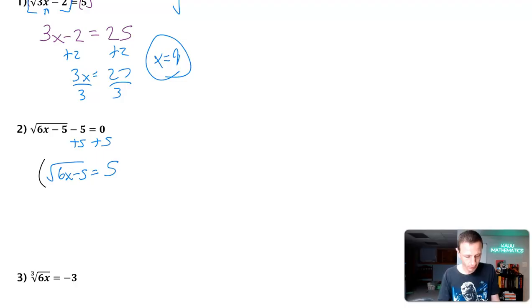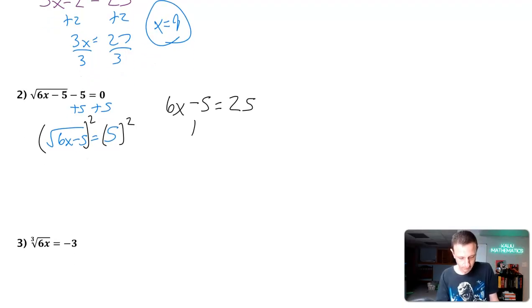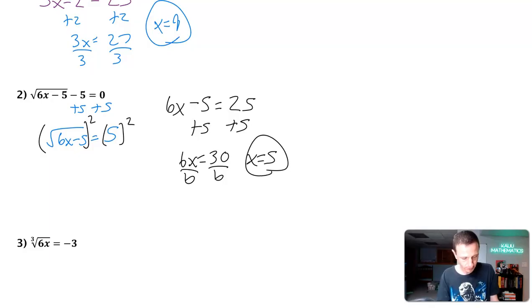So I'm going to square both sides because that radical is by itself. And that's going to give us the square root of 6x minus 5 squared is 6x minus 5, equals 5 squared, which is 25. I'm going to add 5 to both sides, and this just kind of shakes out the exact same way as the last one. Divide by 6, x equals 5. So let's do a quick check. 5 times 6 is 30. 30 minus 5 is 25. Square root of 25 is 5. 5 minus 5 is 0. Checks out. Cool.